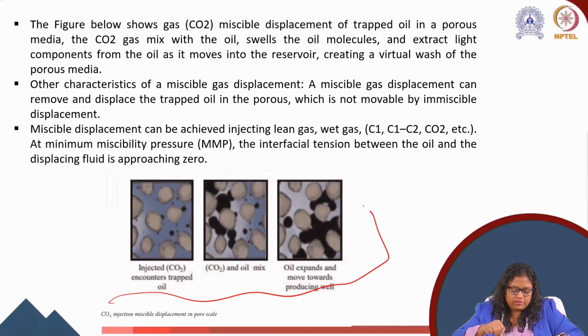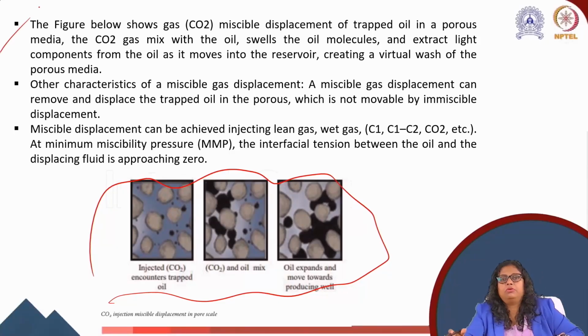So here there is a diagram shown: CO2 injection miscible displacement at the pore scale. We have the injected CO2, and that encounters the trapped oil. Then CO2 and oil mix, and finally mixing takes place. The oil expands and moves towards your production. So this figure below shows the CO2 miscible displacement of the trapped oil in a porous medium.